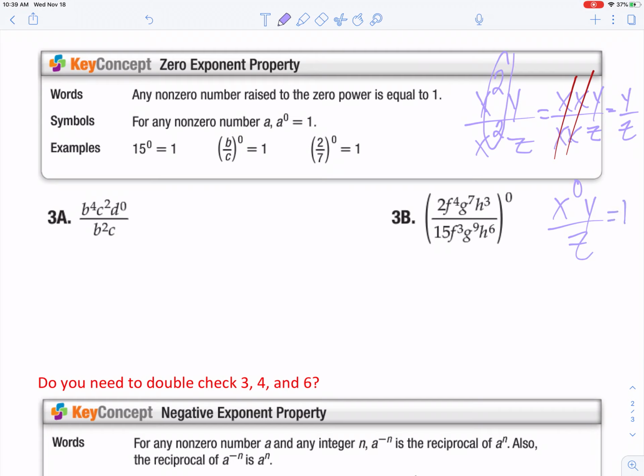So this really cool thing happens on 3b. I have all sorts of fancy stuff going on in here, but I have an exponent of 0, so the whole thing just becomes 1.